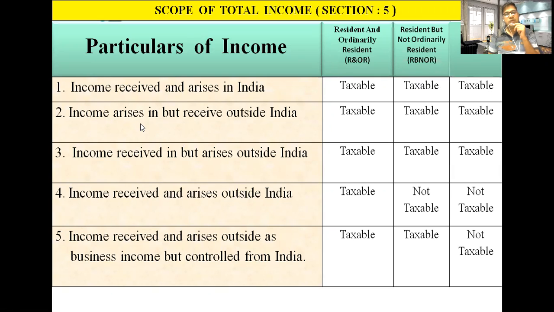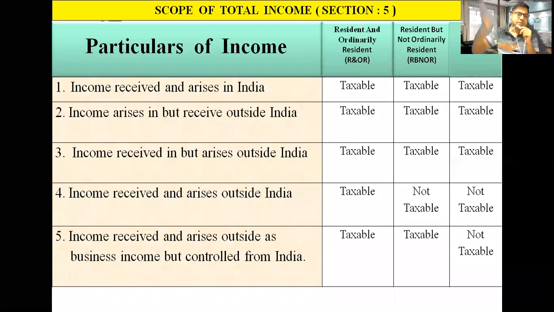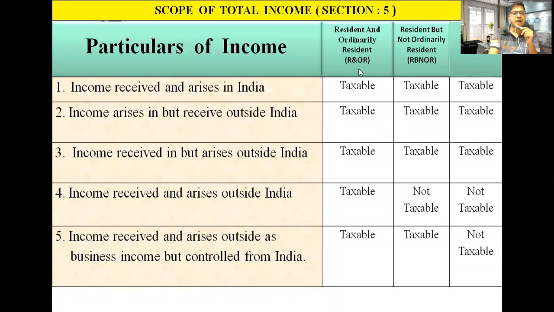Then the second rule: income arises in India, but is received outside India. Arises means generated, created, accrued in India, but the individual received the income outside India. If such an individual is a R&OR, it is taxable. If such an individual is a RBNOR, also taxable. If such an individual is a NR, also taxable.